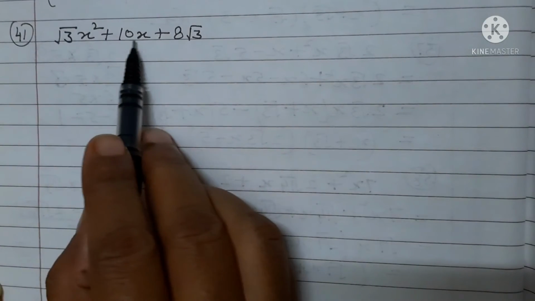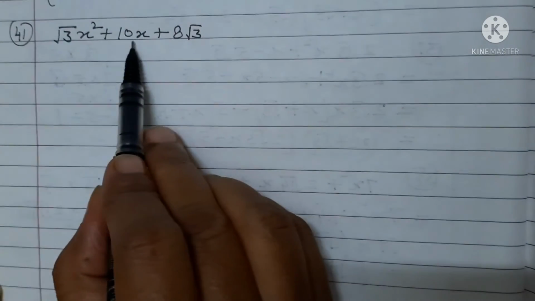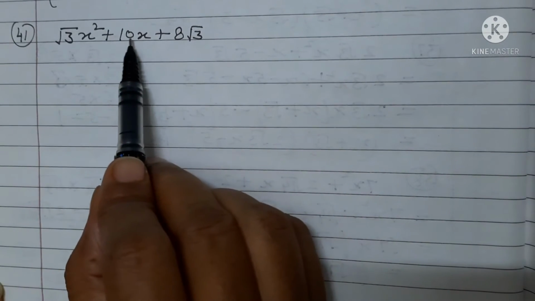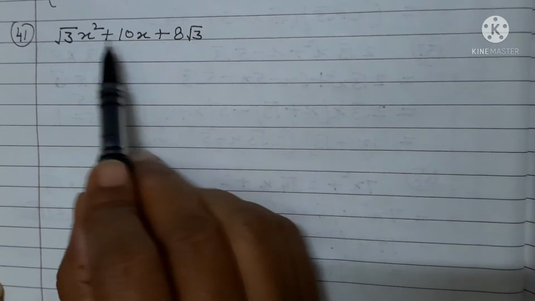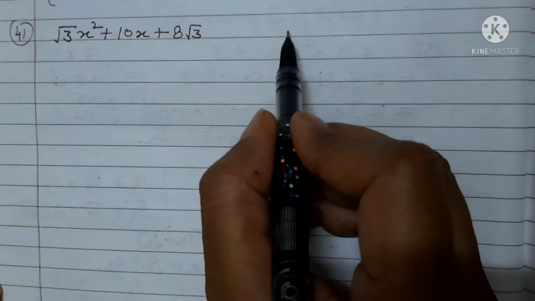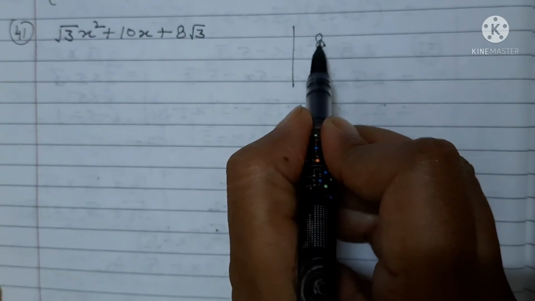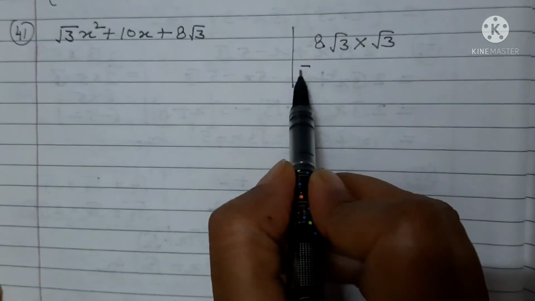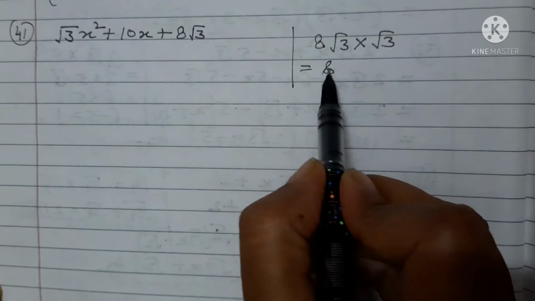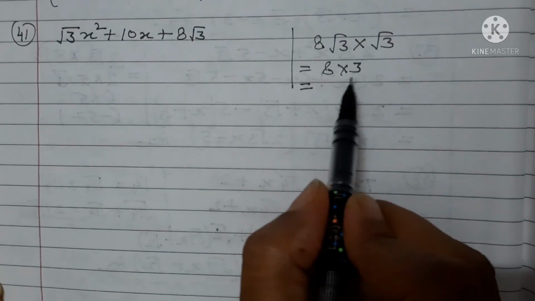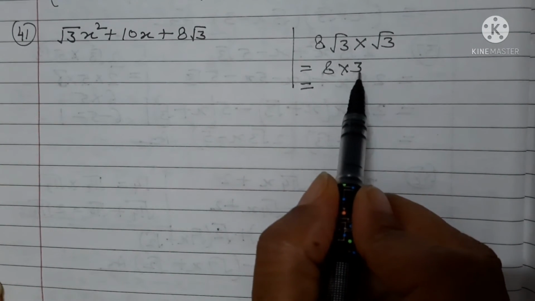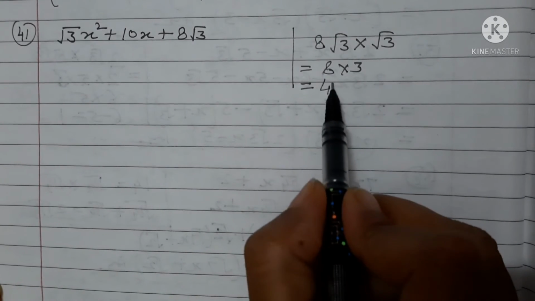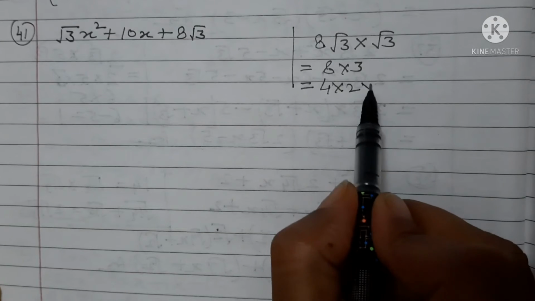Under root 3 x square plus 10x plus 8 root 3. So split the middle term 10 into two parts, so the sum will be 10 and the product will be root 3 into 8 root 3, means 8 root 3 into root 3. So you can write it 8 into 3, and 8 plus 3 is 11, no. So break it further, 4 into 2, 4 into 2 is 8, into 3.